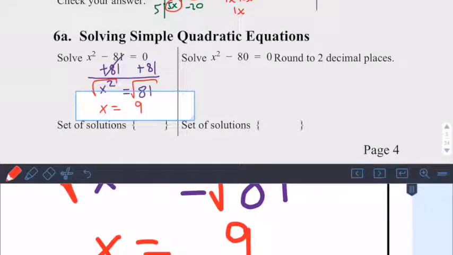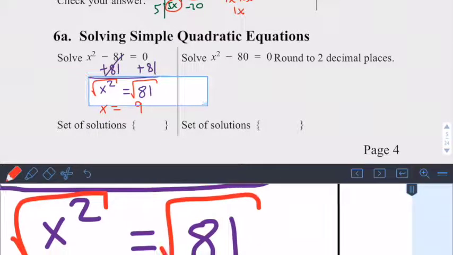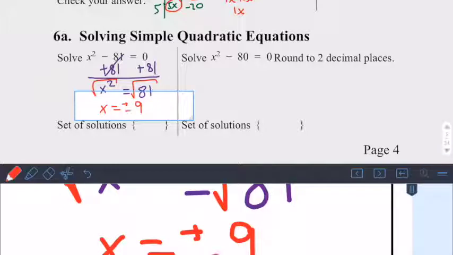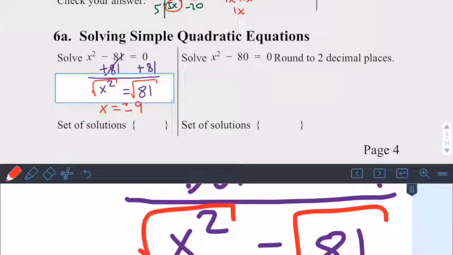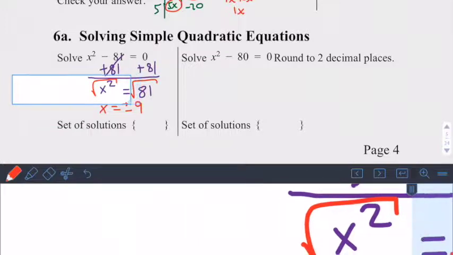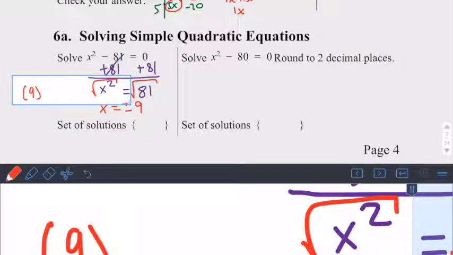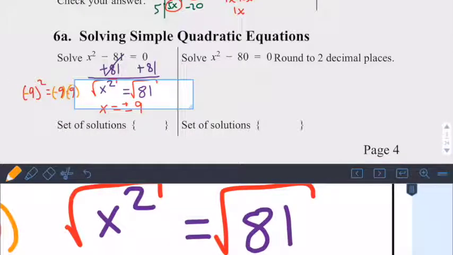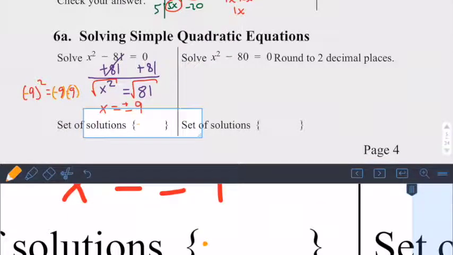Because remember, 9 squared, 9 times 9 is 81, right? It's the opposite. But also negative 9, because negative 9 squared is 81 as well, right? If I say 9 squared, that means 9 times 9, which is 81. But if I say negative 9 squared, it means negative 9 times negative 9. The negative times the negative makes it positive 81 as well. So the set of solutions is negative 9 and 9.